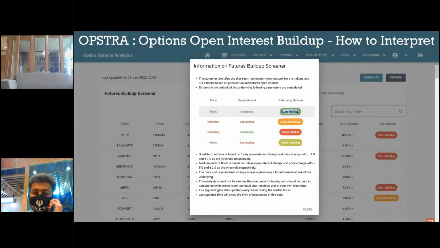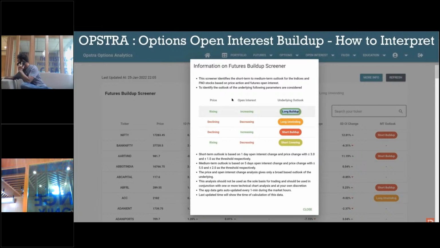When we say long build-up, it means that in that particular option or futures contract, the open interest increases with an increase in price. If somebody is bullish on something, they will rush in and buy the call option. When they do that, the open interest of the call options increases, and because there's huge demand from them, there's also an increase in price. It's demand-supply dynamics. So we call this build-up a long build-up.